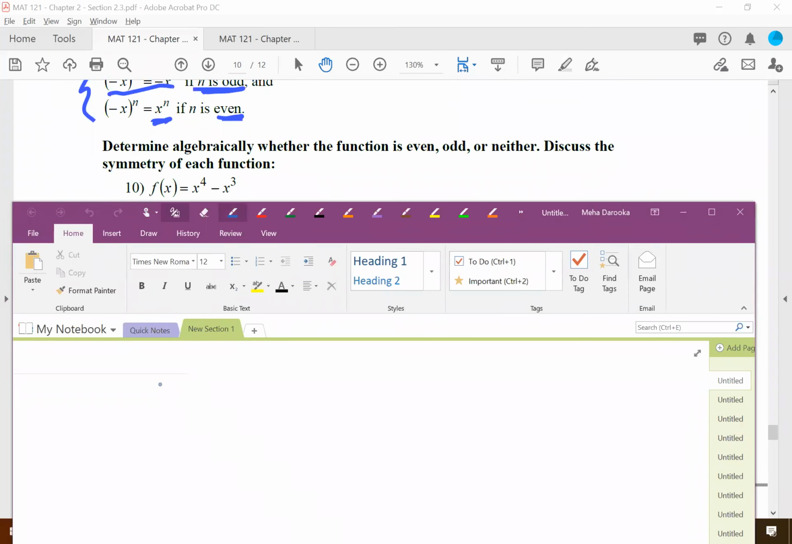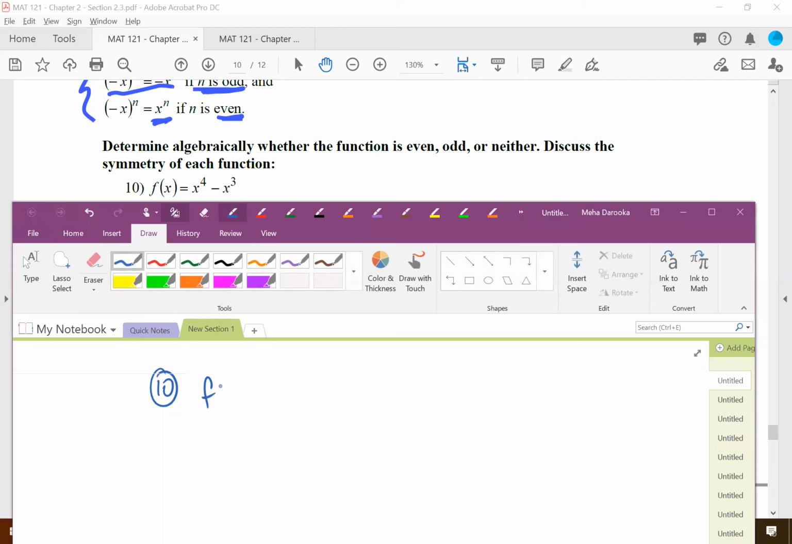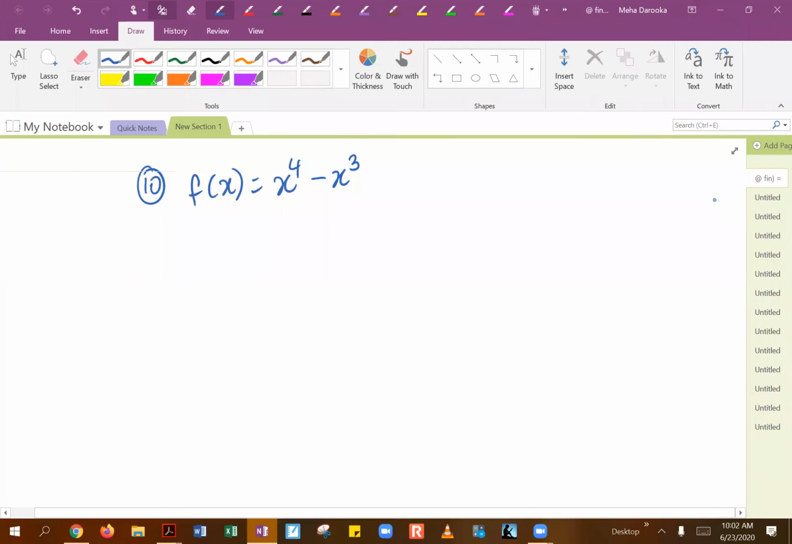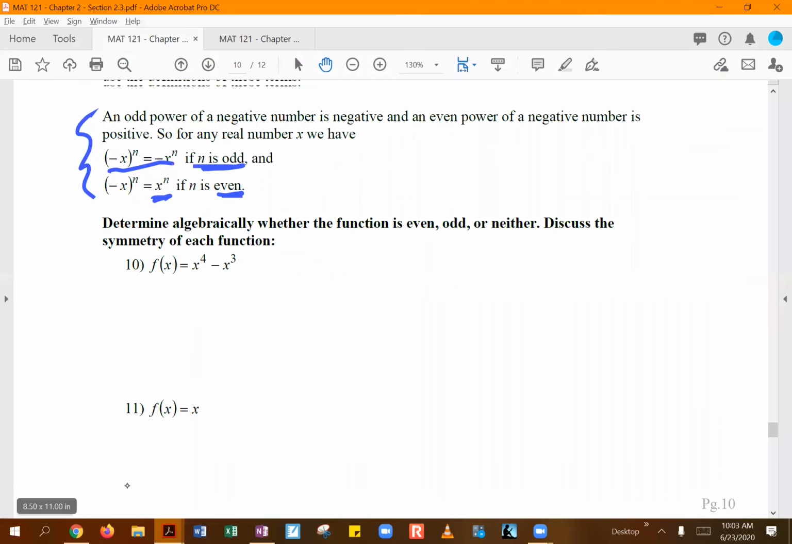So we've got our original function as f of x equals x to the fourth power minus x to the third power. Replace your x with negative x, which means we will now have negative x to the fourth power minus negative x to the third power. So you're basically taking all of these x values and replacing them with negative x. And this is where this little thing will come in handy.